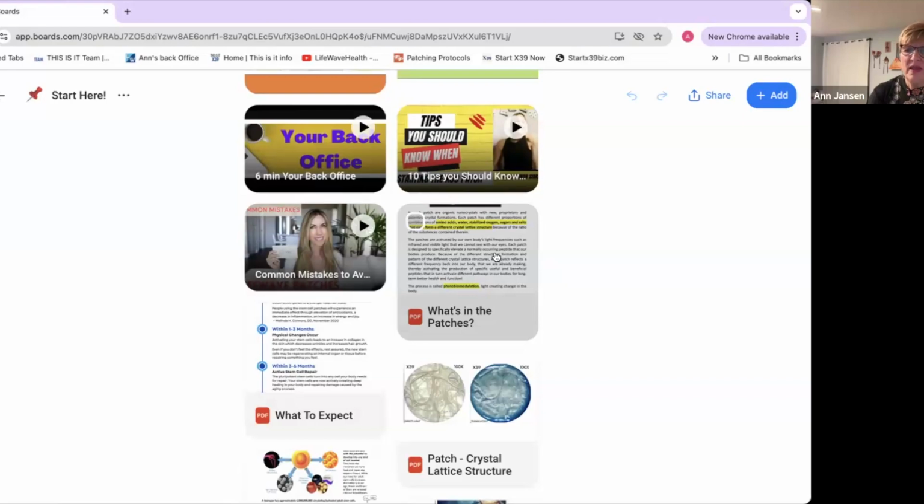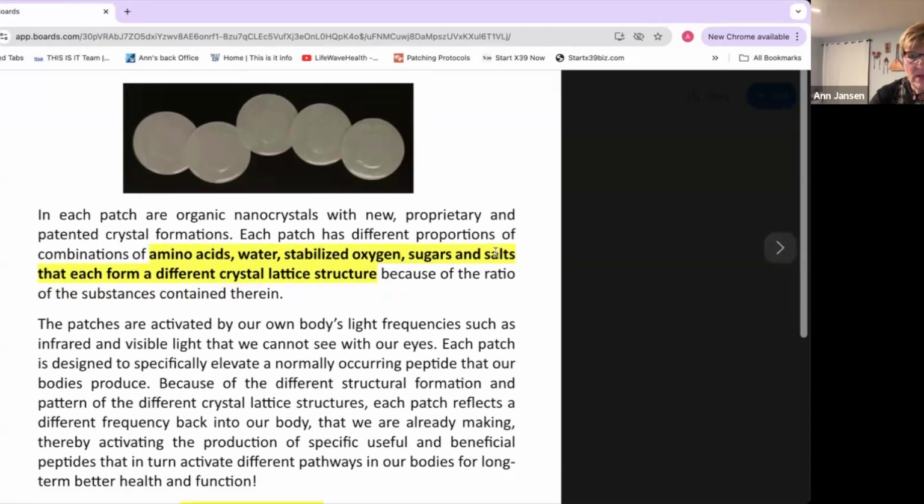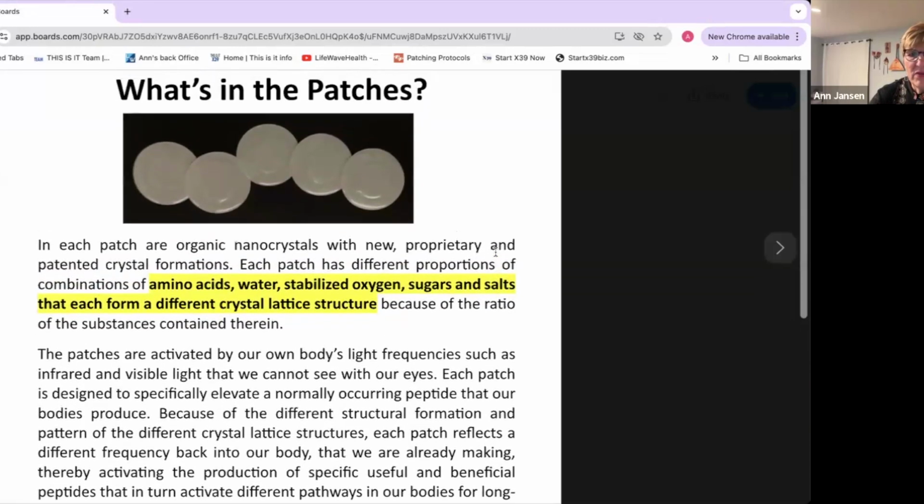Then this page is one that I made up quite a while ago from some information I saw on Facebook, and it has the ingredients of the patches. Some people want to know and some people really don't care to know. But for those who want to know, and you should know because it comes up quite often, we have these 6 natural ingredients, and you can read them: amino acids, water, stabilized oxygen, sugar, salts. But the important thing is that they create this crystal lattice structure. So every patch has the same ingredients. It's just the recipe that David uses to create this crystal lattice structure.